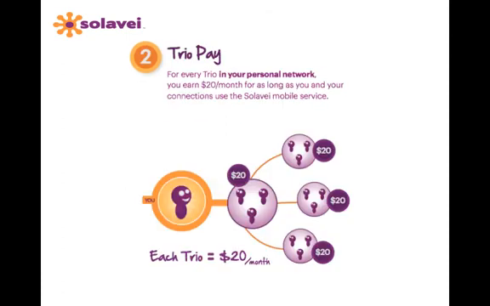Trio pay. For every trio in your personal network, you earn $20 per month for as long as you and your connections use the Solavei mobile service. Unlimited amount of people. For every trio in your personal network, that's the connections you invite and those people invite, your personal network, $20 per month for as long as you and your connections use the Solavei mobile service.